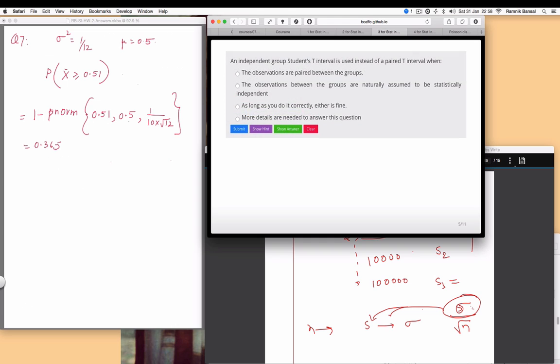An independent group students t interval is used instead of a paired t interval. When? When the observations are paired between the groups. Read through this and tell me. The observations between the groups are naturally assumed to be statistically independent. As long as you do it correctly, either is fine. More independent group details are needed to answer this question. The observations are paired. The independent group of students T interval is used instead of paired interval, independent observation.